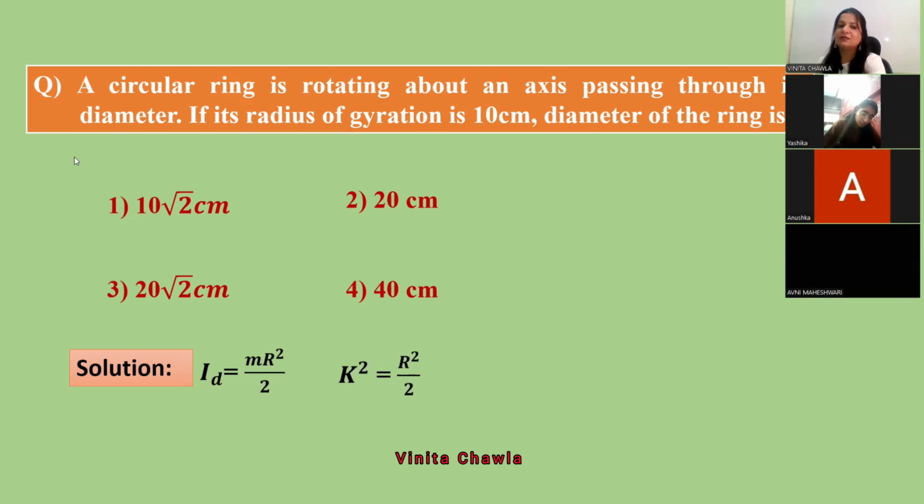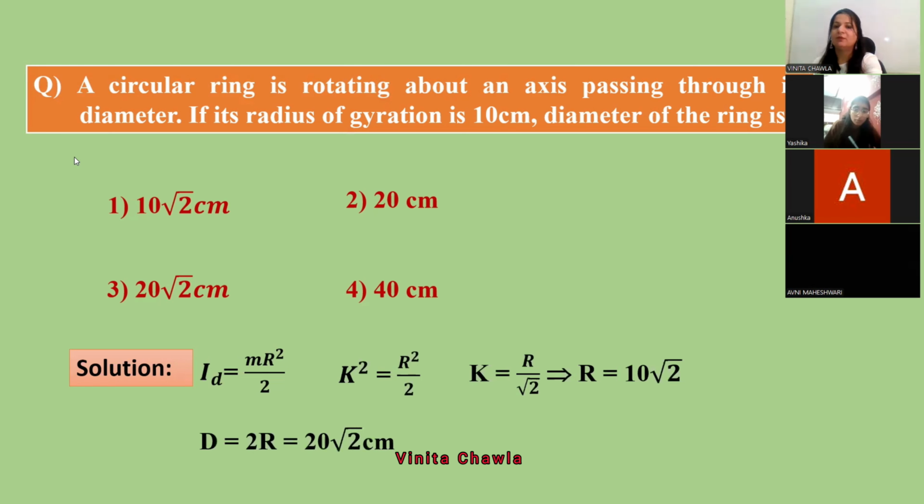We can use the relation mk square, okay? Moment of inertia is mk square, we can write. On comparing the two, you'll get k square as r square by 2, and k is r by root 2. Value of k is given, it is 10 centimeters, so r is 10 root 2. Because radius is 10 root 2, the diameter, which is twice the radius, is 20 root 2 centimeter.